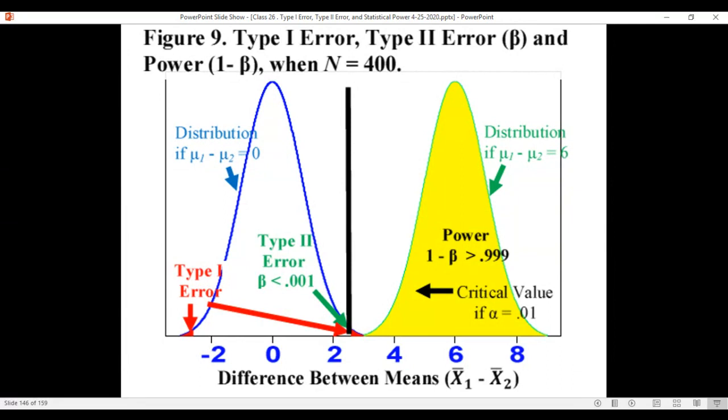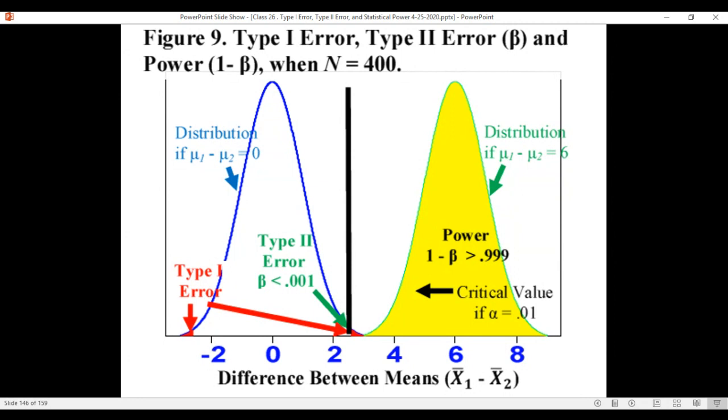When sample size increases, the sampling distributions get narrower. Their standard error gets smaller. And remember, what you're doing is dividing the standard deviation of the population by a larger and larger n. So the standard error gets smaller, and the width of the distributions gets smaller.